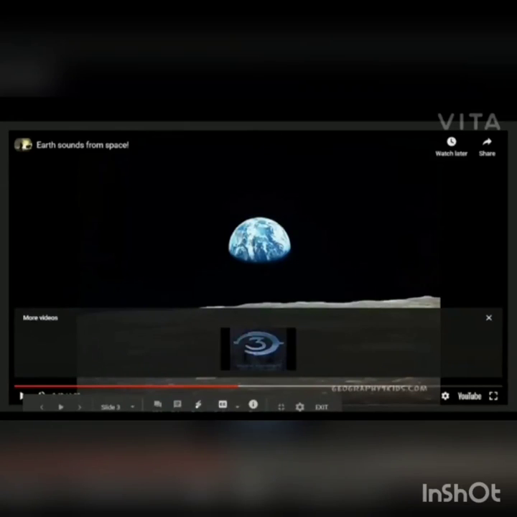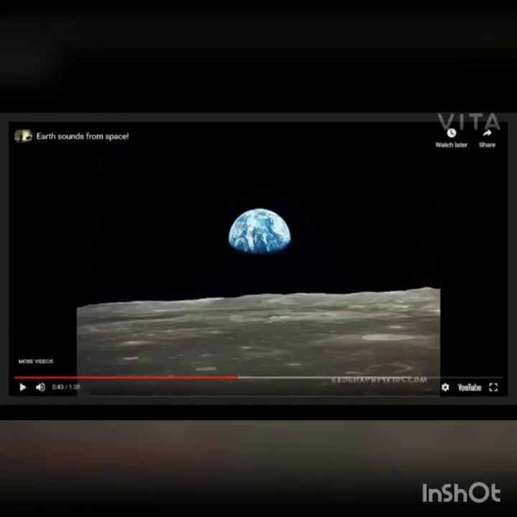Now in this picture we can see that half of the Earth is covered with sunlight and half is in dark. So it means half of the Earth is day and half is night.